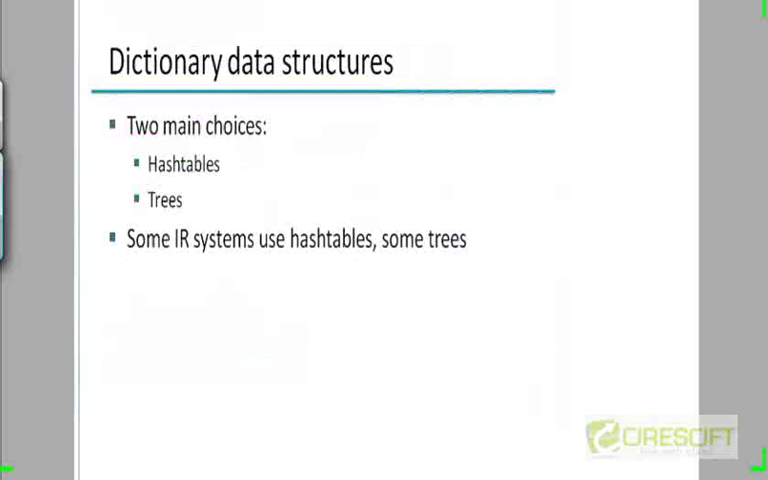Let's look at more sophisticated ways of implementing a dictionary. This was a very naive implementation. There are broadly two main choices for implementing a dictionary. The first is a hash table, and the second is a search tree. Some systems use hash tables and other systems use search trees.